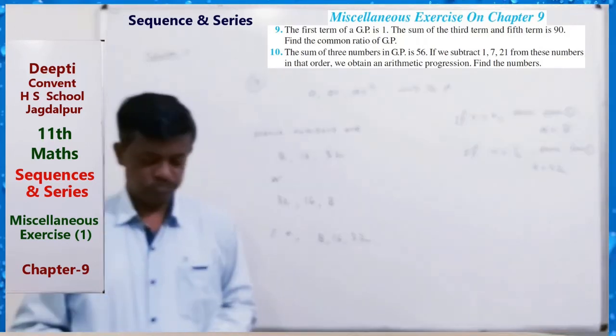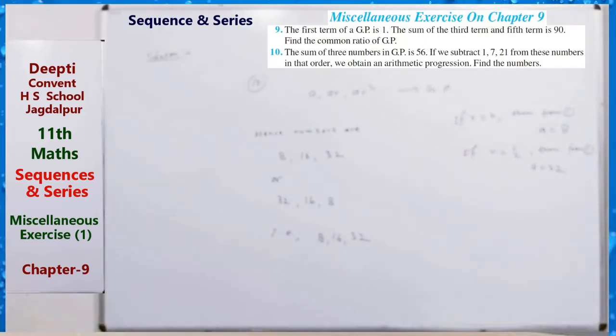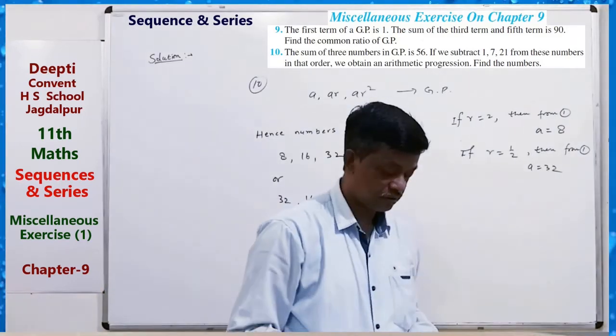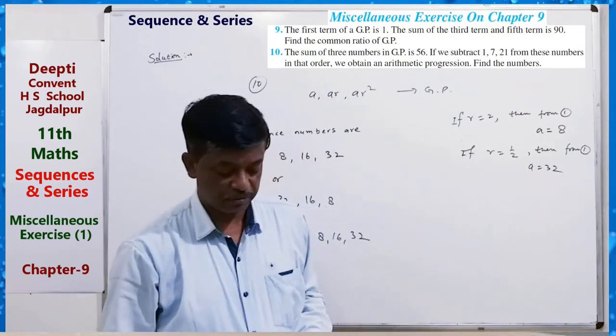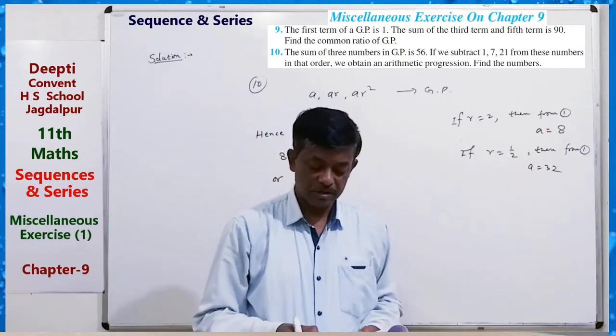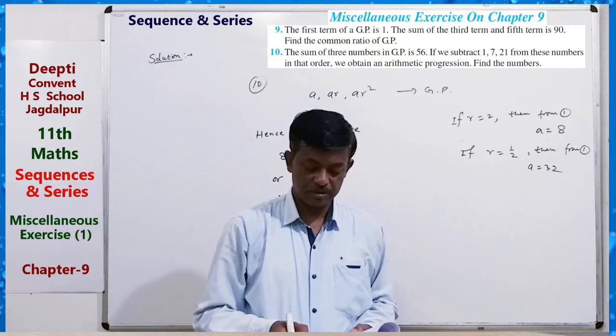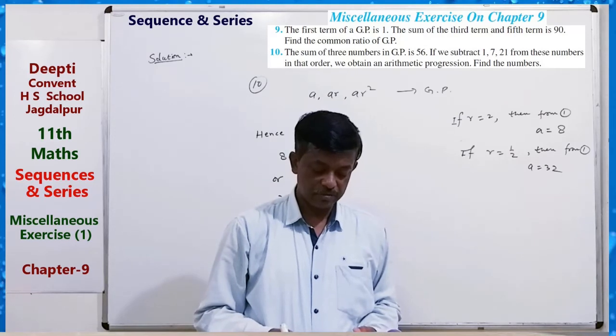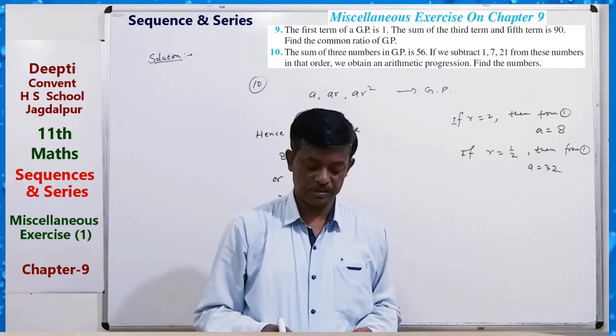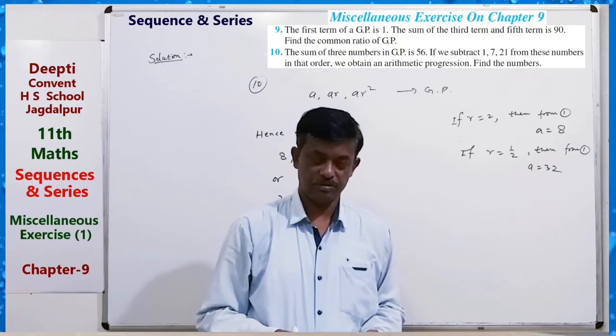Okay, question 11 you can also do. A GP consists of an even number of terms. The sum of all the terms is 5 times the sum of terms occupying the odd places. Then find its common ratio.